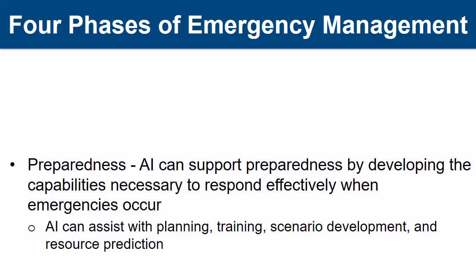AI can also support resource prediction. Based on historical disaster information, population characteristics, hazard exposure, and projected conditions, AI may help estimate how many shelters, emergency personnel, vehicles, generators, medical supplies, or other resources could be required. Again, AI does not replace the emergency manager. It expands the emergency manager's ability to analyze possibilities.